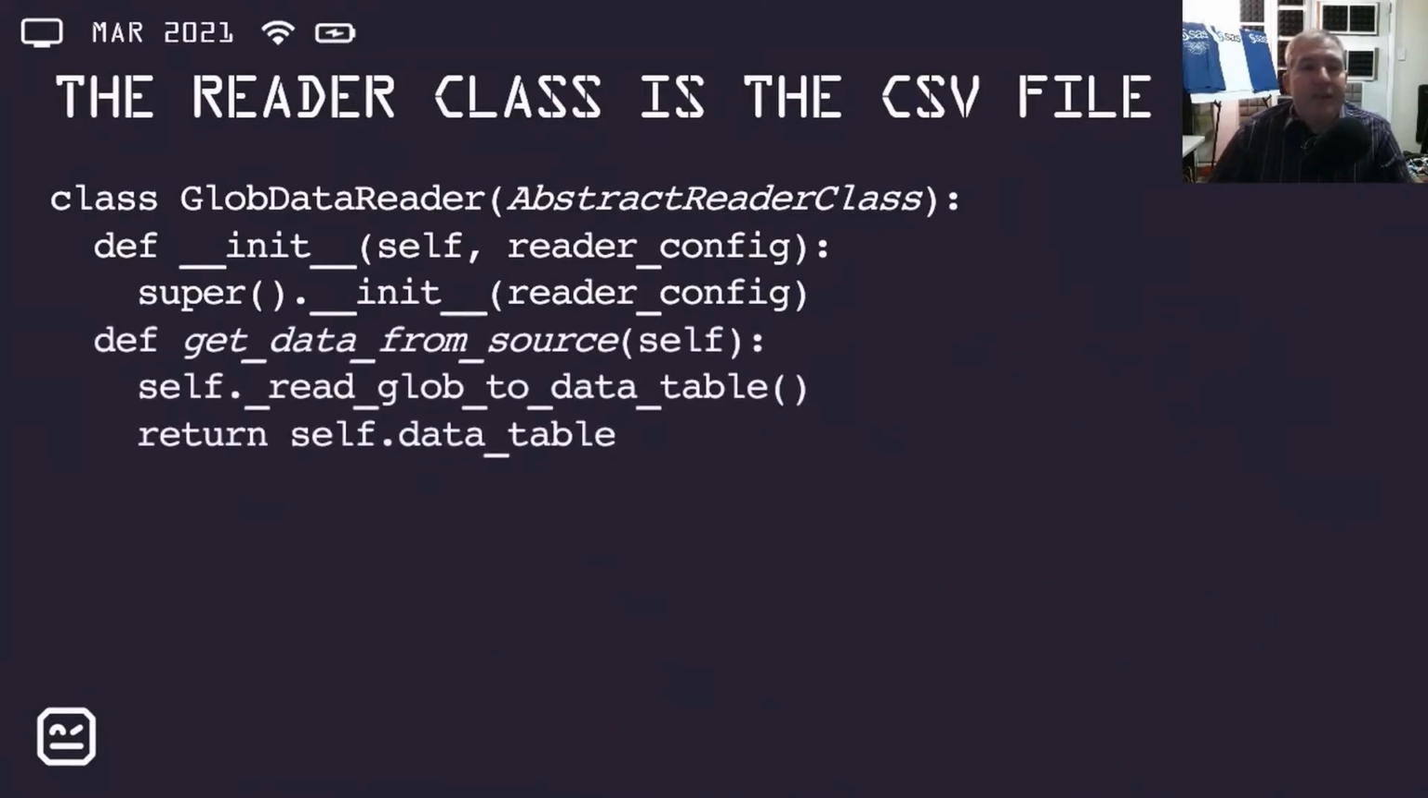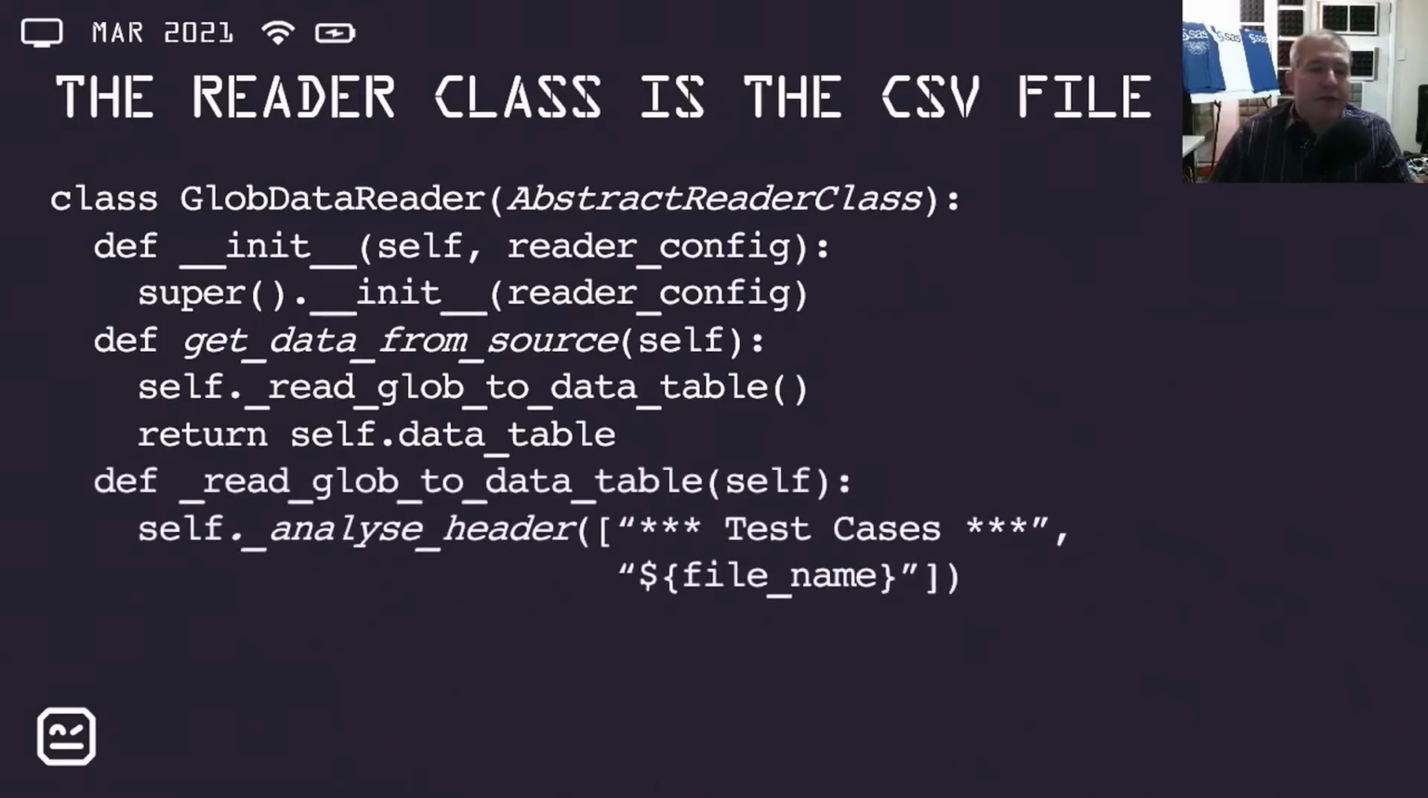Get data from source is the meat and potatoes of the AbstractReaderClass. That's what basically makes it abstract. If you want to not be abstract, you actually have to do something. In our case, we're going to call another method, read glob to data table, and you return the self data table at the end of that. We didn't even have to have this in a separate method. I like to keep it a separate method so I could test it separately. So here it is. def read glob to data table is basically using an already built-in method, analyze header, from the AbstractReaderClass. That's just putting the first row of our virtual CSV file together, test cases, file name.